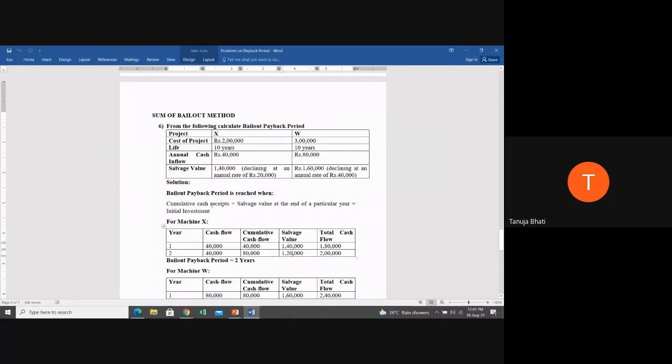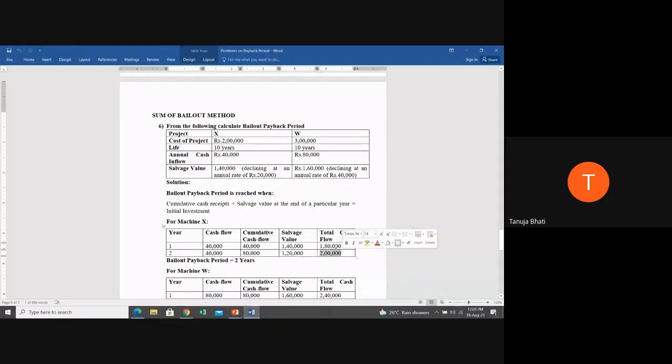So what is the total? We have to take the total of these two, and the total of these two should be equal to your initial investment. We should see the year in which it is equal to your initial investment. That year will be the bailout period. So what is the total cash flow? Cumulative cash flow plus your salvage value. So 40,000 plus 1,40,000 will give you 1,80,000. Next, 80,000 plus 1,20,000 is 2 lakhs.